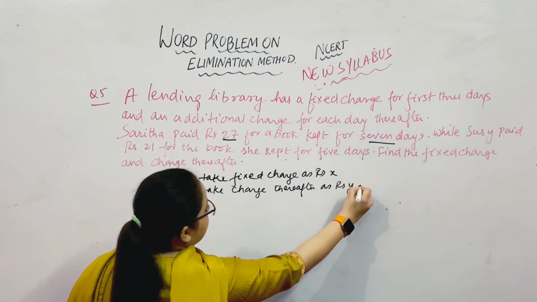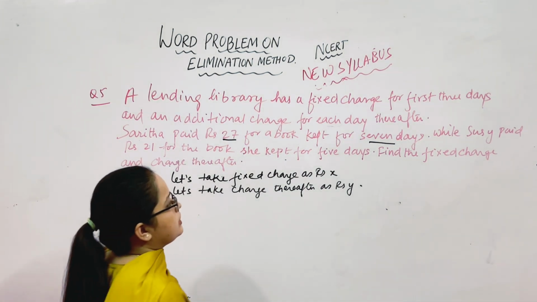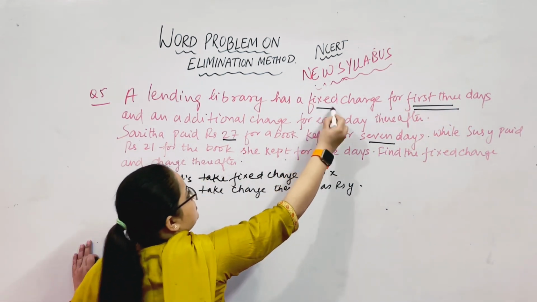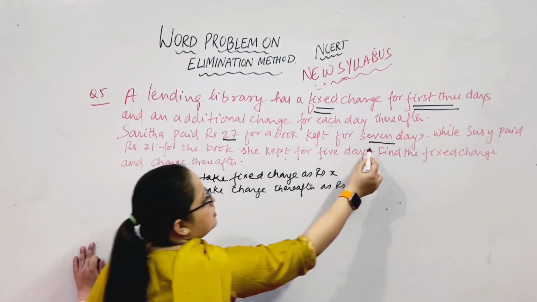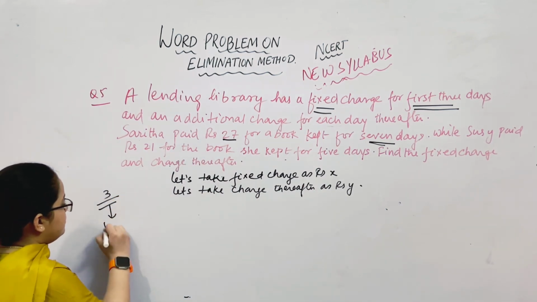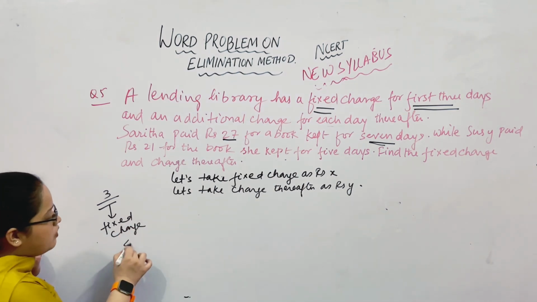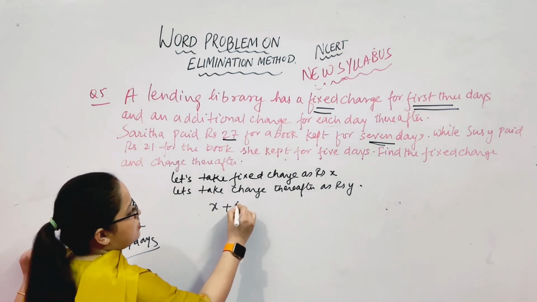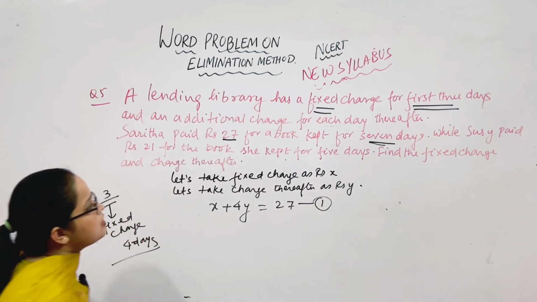Okay. So as we know, there are 7 days in a week. So in the question it says that for first 3 days it is a fixed charge. Okay. So Sarita paid rupees 27 for a book she kept for 7 days. That means what? 3 days she will have fixed charge, and the charge thereafter will be applicable for 4 days. Okay. So our first equation becomes x plus 4y is equals to 27. Okay. This is our first equation.